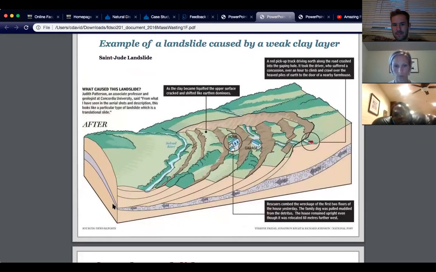And this is from the St. Jude landslide, which I honestly don't really know where that happened. It's not one I've ever really studied, but you can see that right here. That's what this is showing.